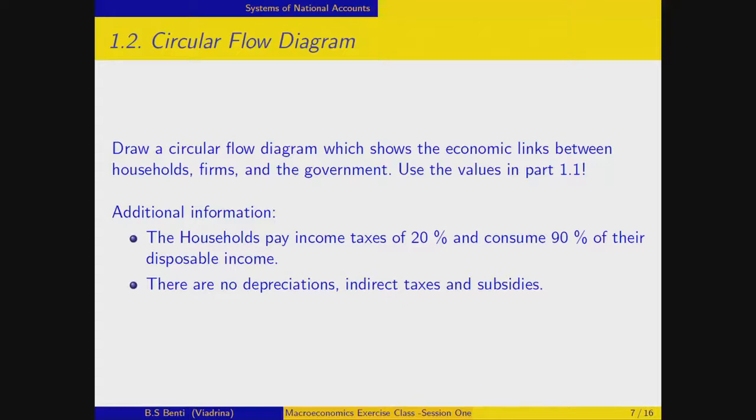However, there is also some additional information given for the question. The household in our case would have to pay 20% of taxes from income, and the household consumes 90% of their disposable income. There are no depreciations, indirect taxes, and subsidies. How do we draw the circular flow diagram here?